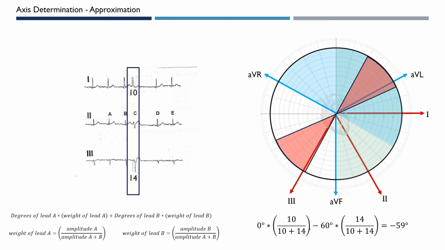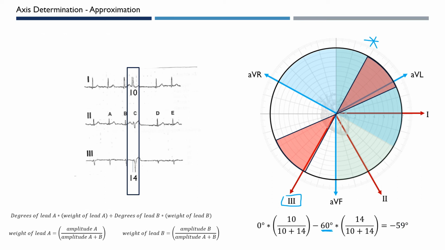Lead 3, notice I've put in a -60 here. That -60 is important because lead 3 runs in the direction of positive 120. However, we can see this depolarization, or the electrical activity, is away from lead 3. So you use -60 in lieu of 120 because it's actually on this side of the circle. And we use its relative weight of 14 over 10 plus 14. And when we do this calculation, we get -59 degrees.